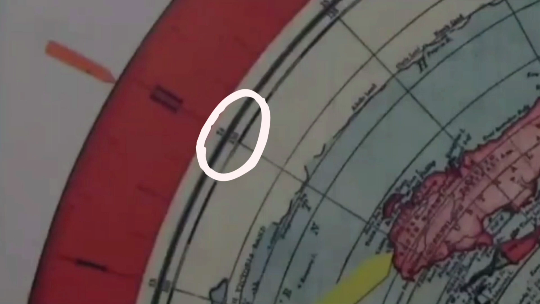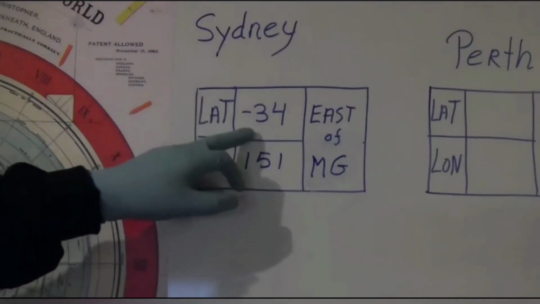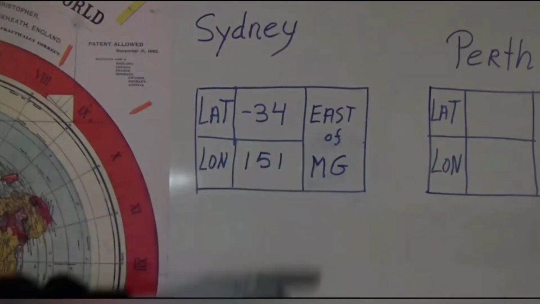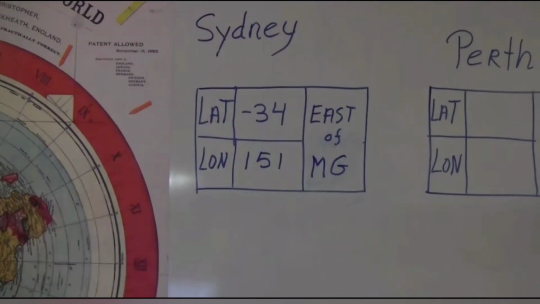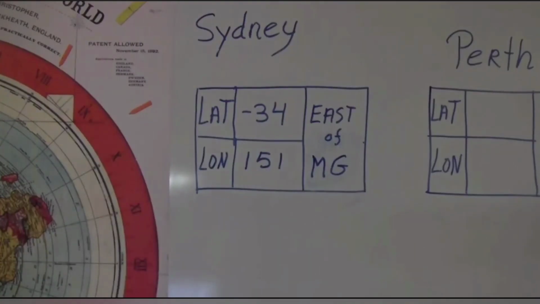So I circled where it's marked on the map. It's a little hard to make out here. You can count over from Greenwich if you'd like. Now we're going to record our longitude. So we have 34 south latitude and 151 east longitude. Next, we will do the same for Perth, and then we will follow Gleason's instructions and calculate the distance.